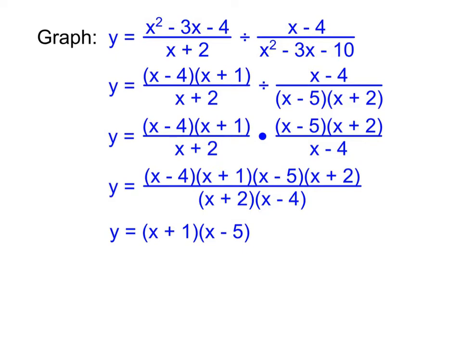Now, in terms of prepping to graph this, I'm going to go ahead and expand that out. And so if I multiply it out, I end up with y equals x squared minus 4x minus 5. That's what I'm going to be graphing.